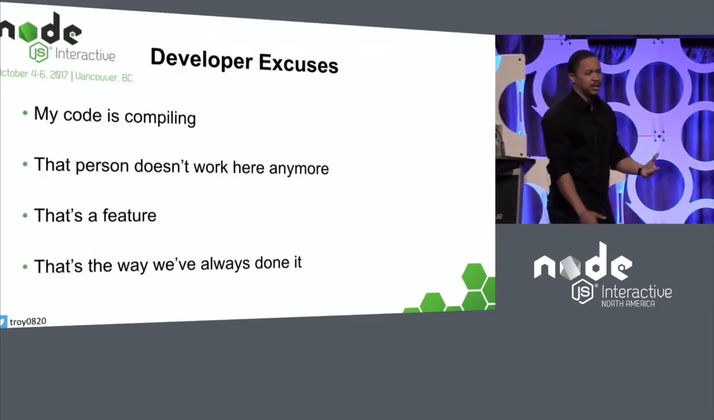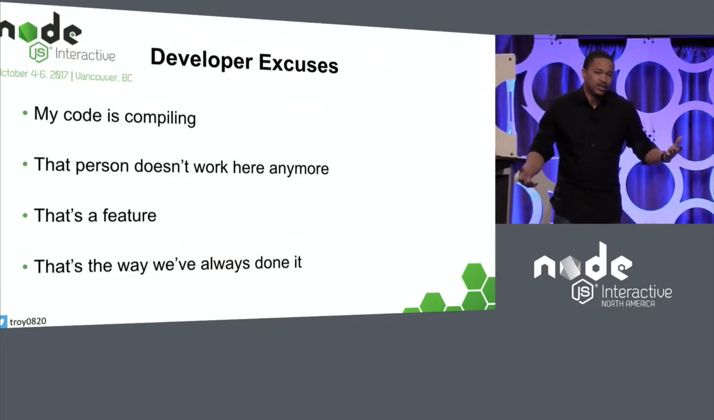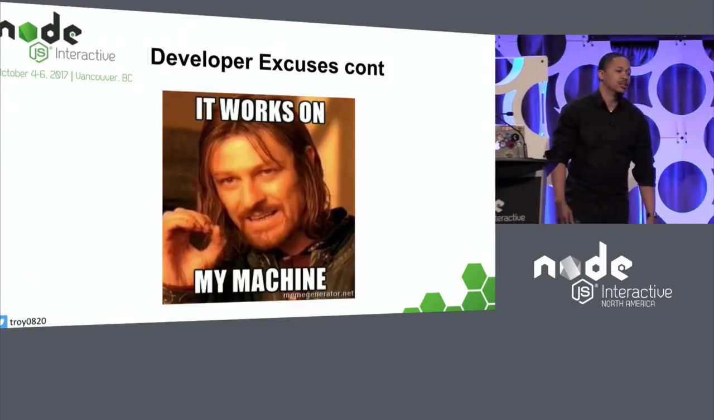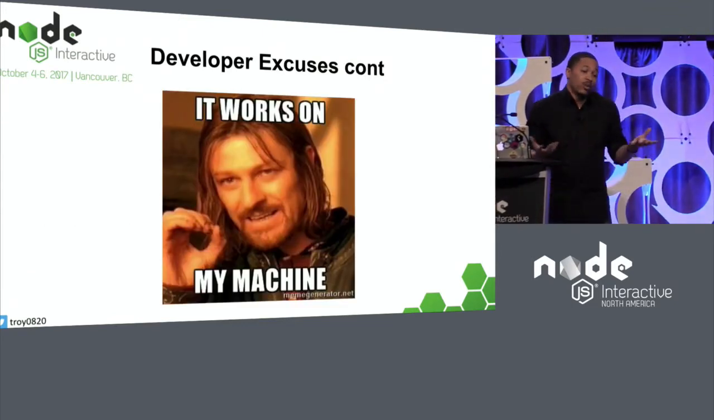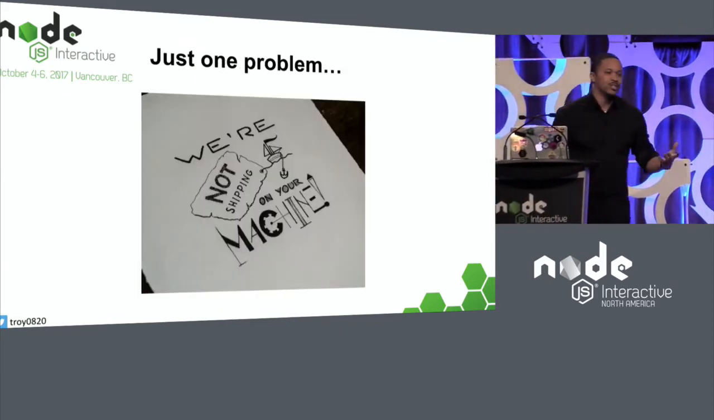My code is compiling. That person doesn't work anymore. That's more of a feature. That's the way we've always done it. But my favorite excuse is that it works on my machine. It does. I don't know what the problem is. It worked when I pushed it, right? But there's one problem. We're not shipping your machine.